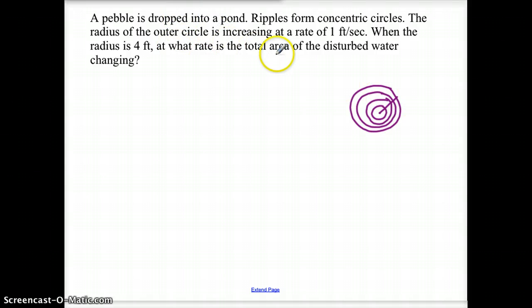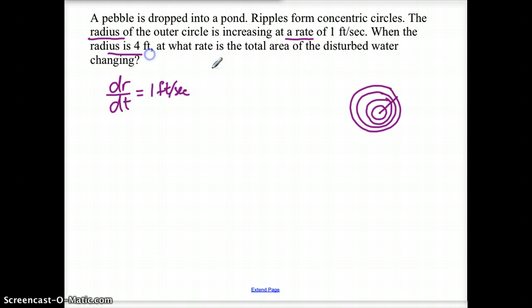All these words, we've got to reduce down into some variables, okay? The radius of the outer circle is increasing at a rate. So the rate of the radius. Rate is always derivative. We want the derivative of the radius, so dr/dt. You've got to be able to translate the rate of something into this notation. And that equals 1 foot per second.